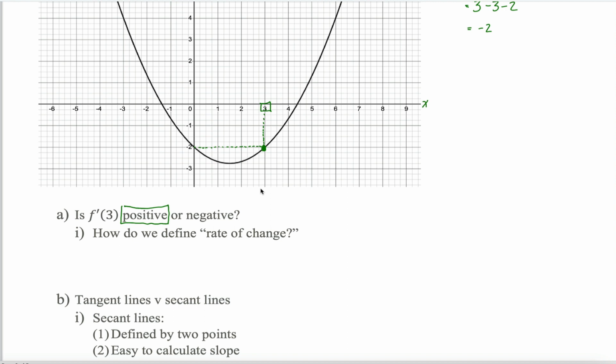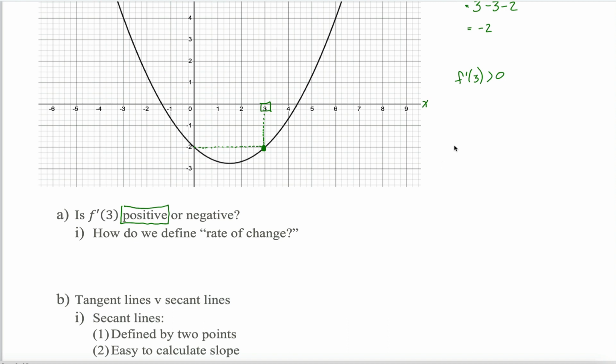I know that's kind of weird and it doesn't feel concrete enough to be a concept in a math class, and frankly, it's not. But we don't have the machinery necessary to talk about this point more concretely. So for now, all I want you to see is that at this point, the derivative is some positive number. f prime of 3 is greater than 0.